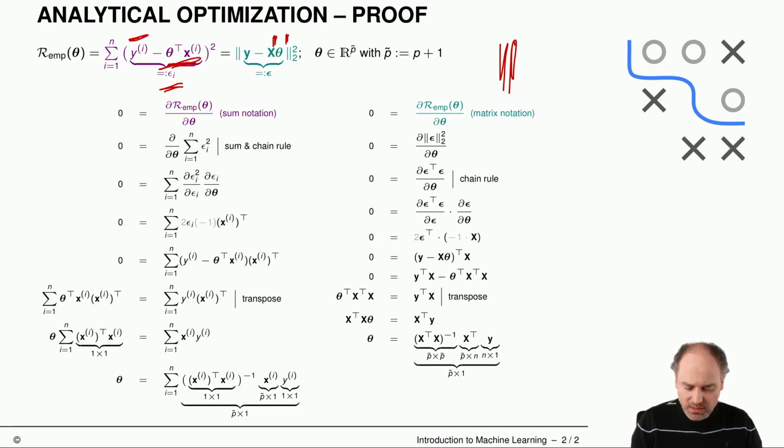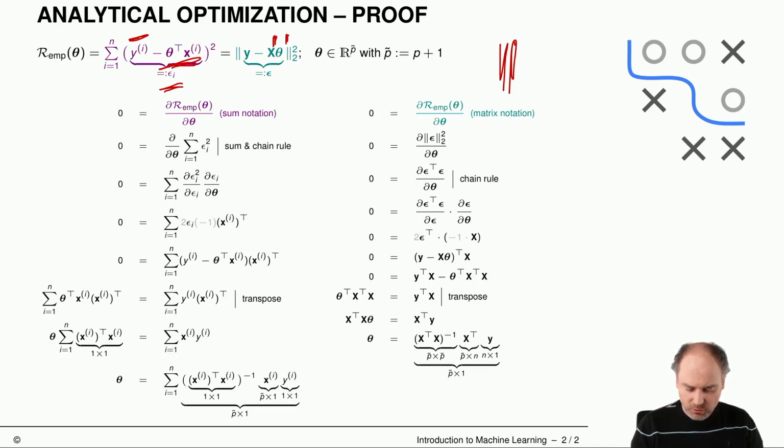And we can do that by simply expanding here our L2 norm as epsilon transposed times epsilon. Of course, that is the sum of the squared epsilons. And now we can take the derivative with respect to theta by invoking the chain rule. So this is a little quadratic function.